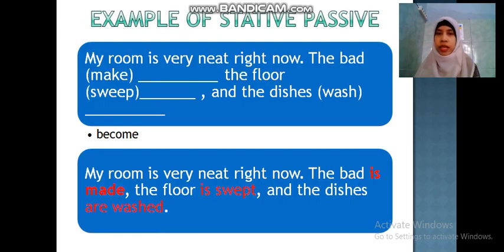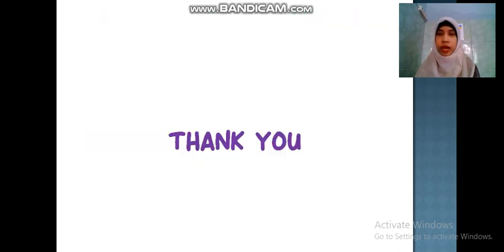Okay, this is the last example. My room is very neat right now. The bed, blah blah blah, the floor, and this is blah blah blah. So you have to change this one into passive, stative passive. So make becomes made, sweep becomes swept, and the dishes are washed. Why use "are"? Because the dishes is plural. Okay, I think that's all.